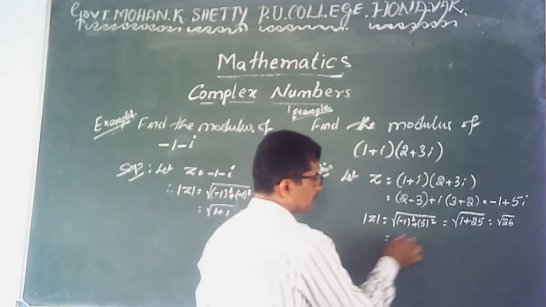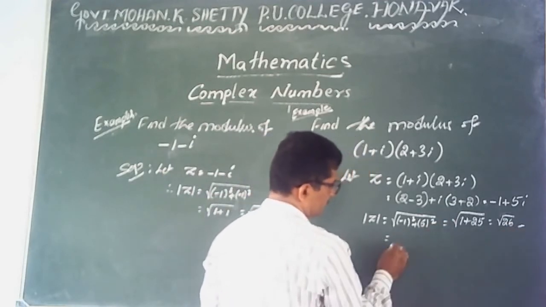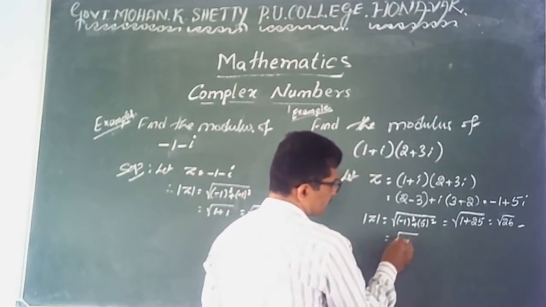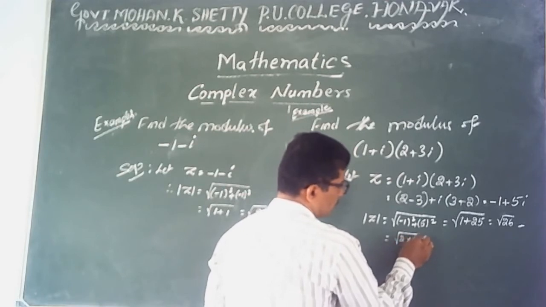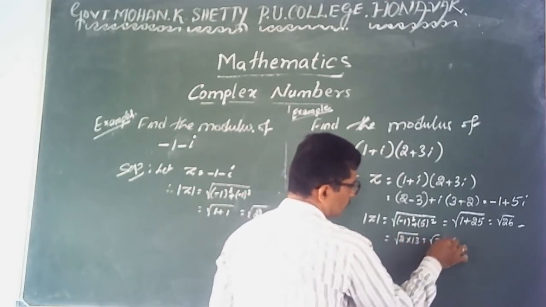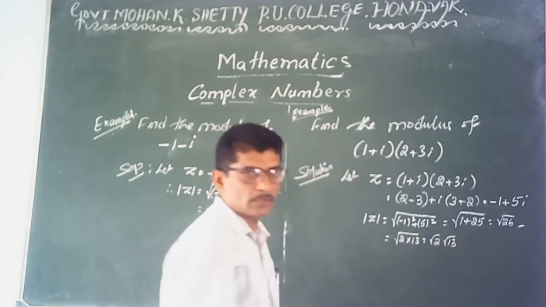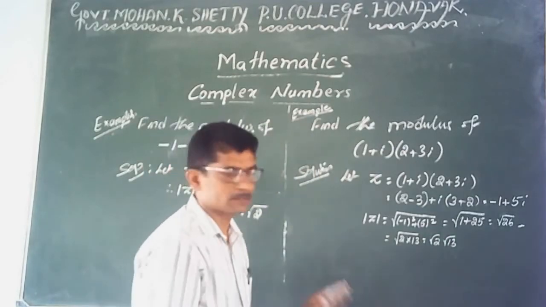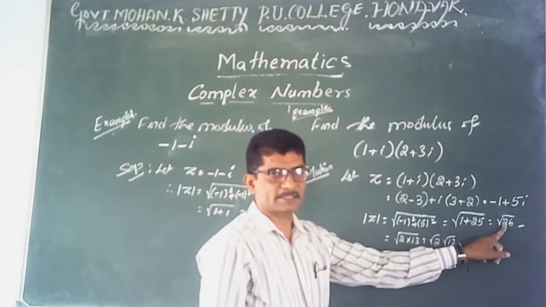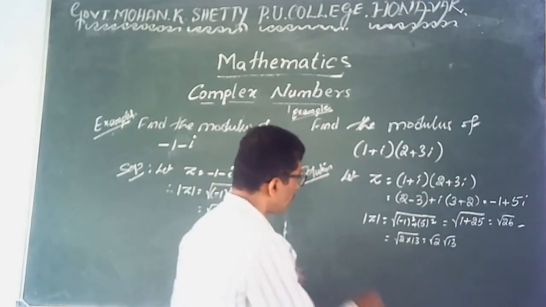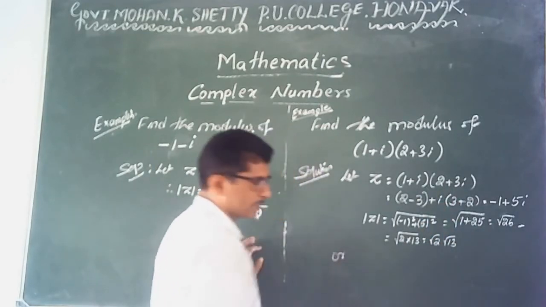Or you can write, this one is the answer just for yourself. You write its value is equal to 2 into 13, root 2 into root 13. Both are same. Root 2 into root 13 means root 26. Or you write using the properties.